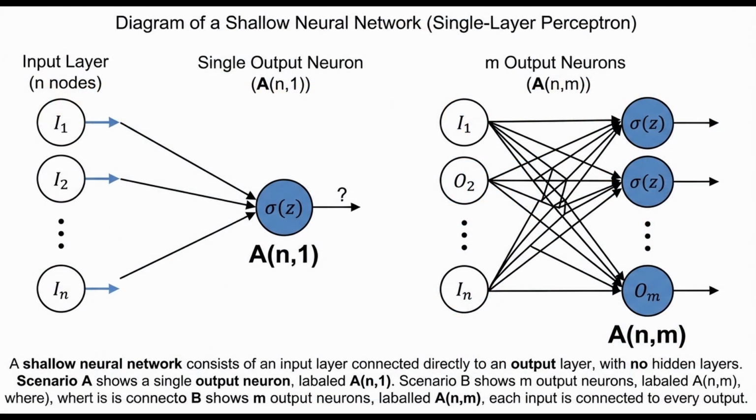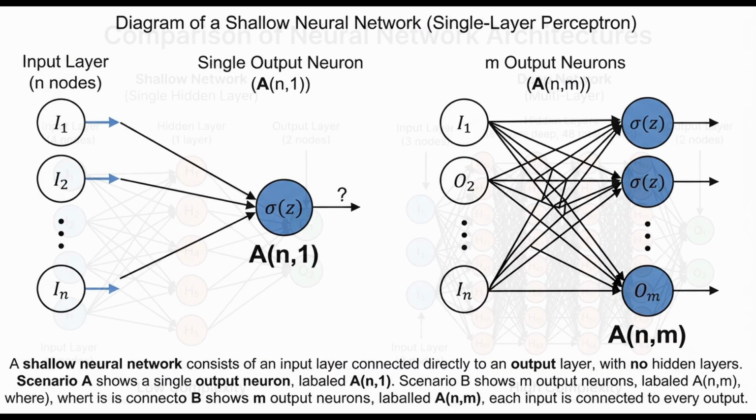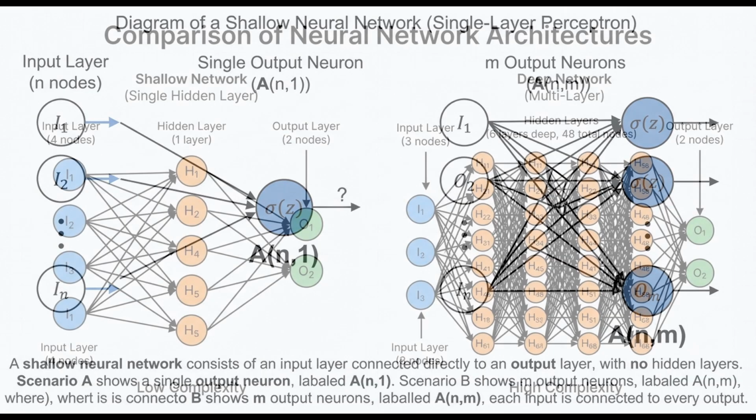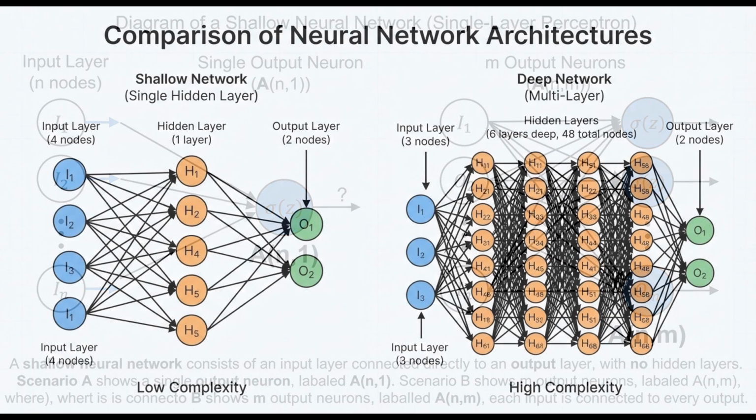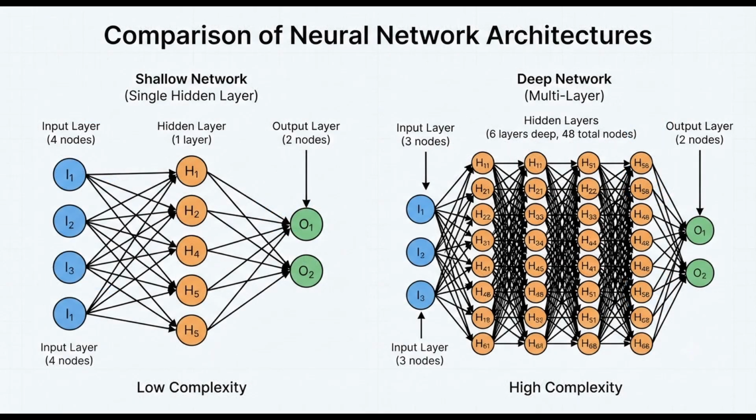Picture the simplest artificial neural network you could possibly build. No hidden layers, just inputs and a single output, or several outputs working side by side in parallel. That's exactly what's called a shallow network. No deep learning, no stacked layers, just a direct path from input to prediction.